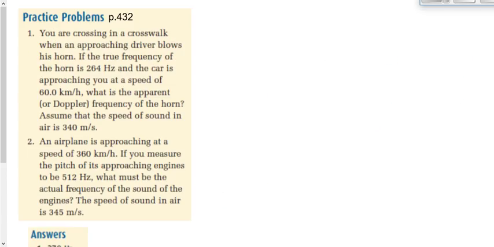Have a look at these two questions on page 432, and those will be the last two new questions that you ever have to do in Physics 20.